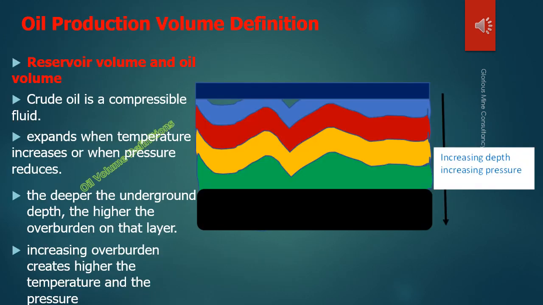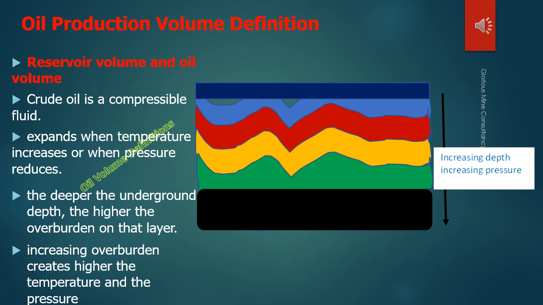In this section a brief explanation is given about reservoir and production volume. There is need to understand oil volume. This is because the volume of oil at the reservoir and the volume of oil produced at the surface are not the same. Crude oil is a compressible fluid. Under reservoir conditions, it occupies lesser volume due to the compression. But it expands when temperature increases or when pressure reduces.